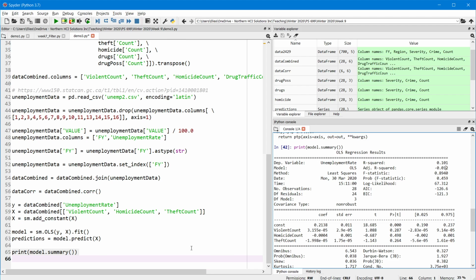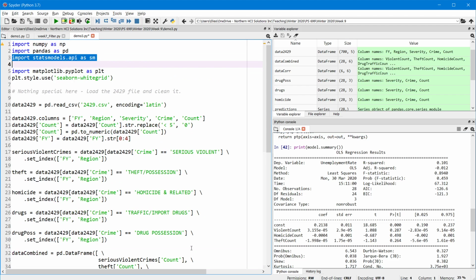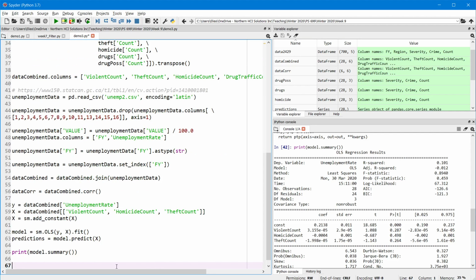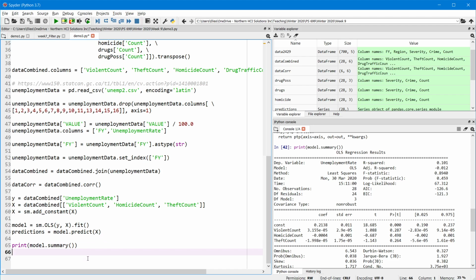But that's all you have to do to create a regression model in Python. You use the statsmodels API. We import that as SM, clean up your data frame, set up your dependent variable, set up your independent variables, add your constant term, do sm.OLS with the dependent variable, then independent variable, fit that regression line, do your prediction, and run your model summary.